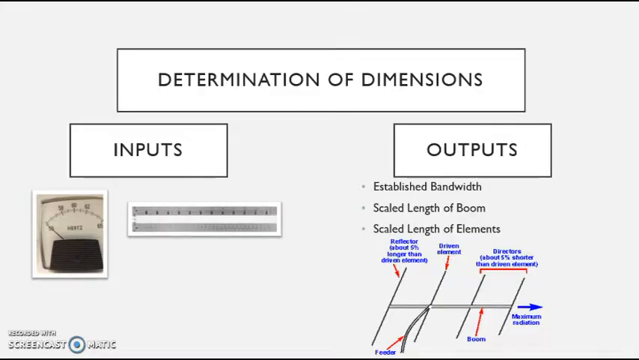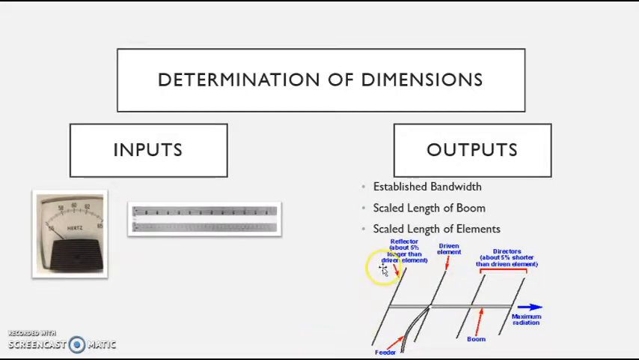In the first part, we have the determination of dimensions. We have the inputs, frequency meter and line gauge, in order to create a scaled length of boom and scaled length of elements, and to establish a bandwidth. We need these materials. So this is a sample figure of the proposed production of a log periodic antenna.